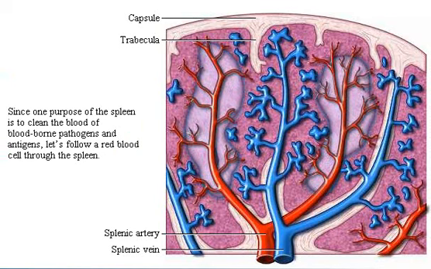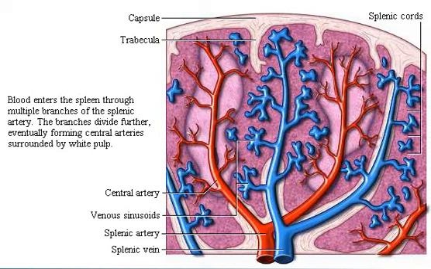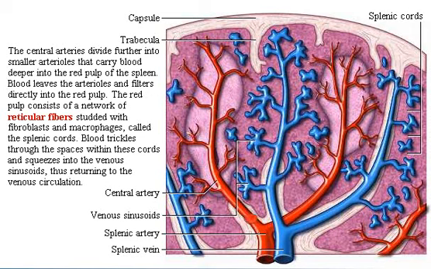Since one purpose of the spleen is to clean the blood of blood-borne pathogens and antigens, let's follow a red blood cell through the spleen. Blood enters the spleen through multiple branches of the splenic artery. Following the connective tissue that divides the spleen into lobes, the splenic artery divides several times, eventually forming central arteries surrounded by white pulp. The central arteries divide further into smaller arterioles that carry blood deeper into the red pulp of the spleen. Blood leaves the arterioles and filters directly into the red pulp.